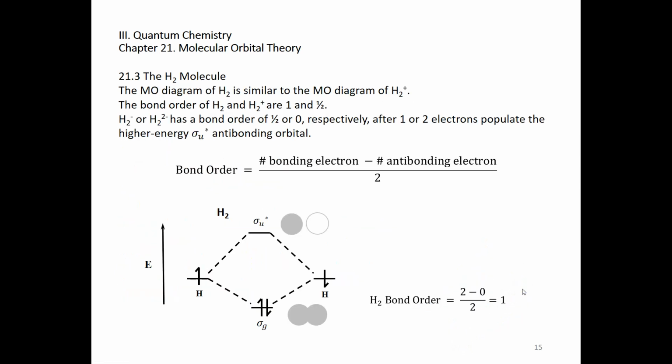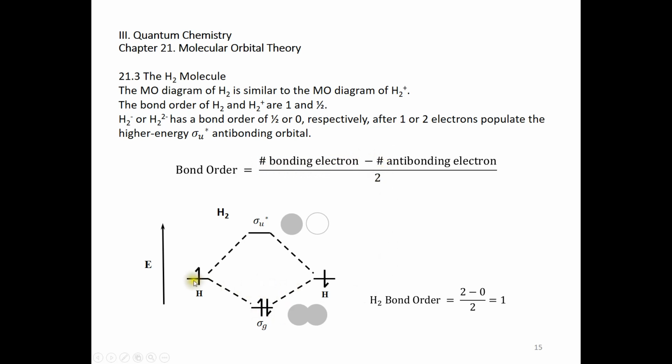Now let's look at the molecular orbital diagram of H2. It's very similar to the molecular orbital diagram for H2+. We just have one more electron in H2. The bond order of H2 is 1. The bond order of H2+ is 1/2. How do we compute the bond order? Well, it's equal to the number of bonding electrons minus the number of anti-bonding electrons, divided by 2.